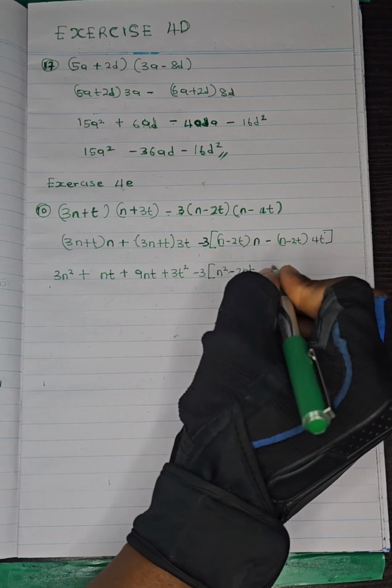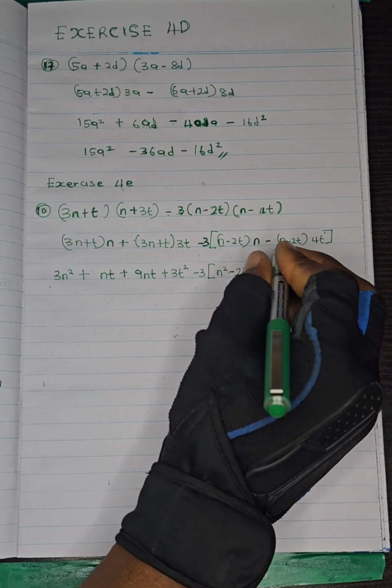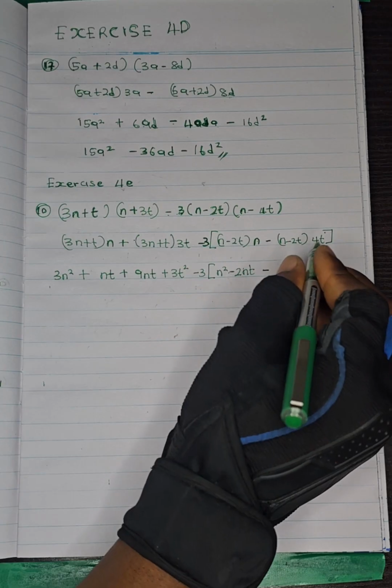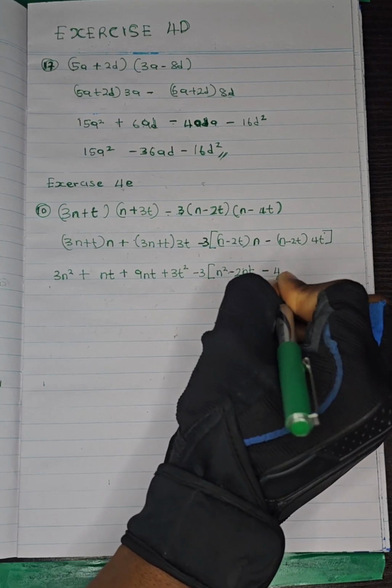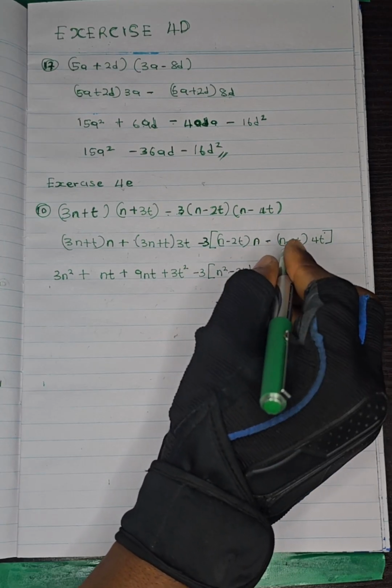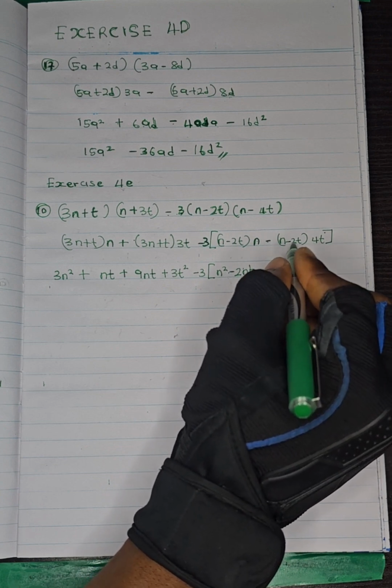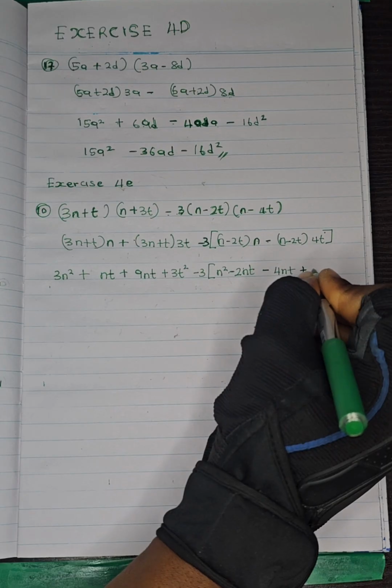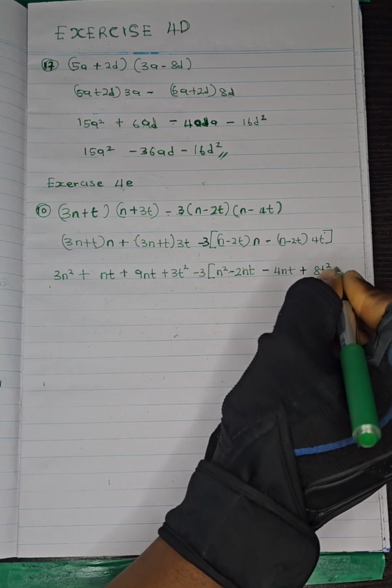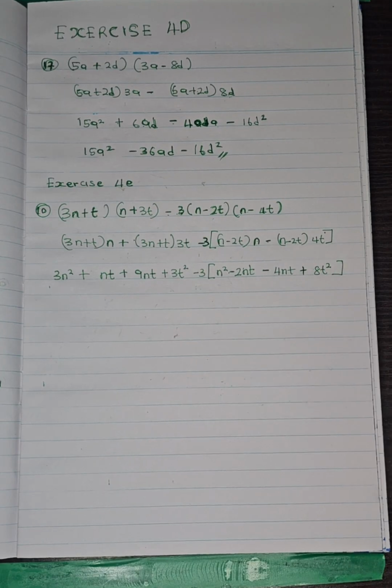So negative sign here multiplies here. So minus, here is plus, so here will be minus 2. 4t multiplied by n, 4nt. This minus sign multiplied by this minus sign gives you plus here. So 4t multiplied by 2t will give you what? 8t squared. Are we together?